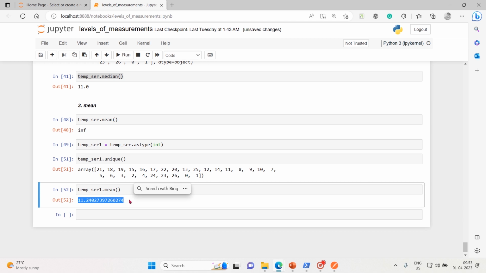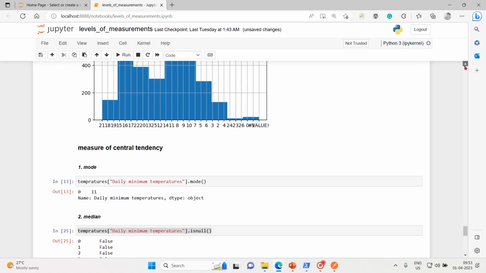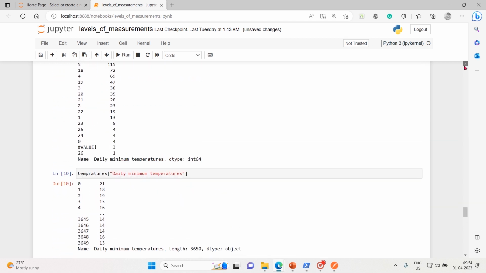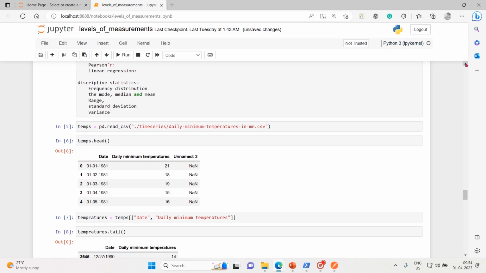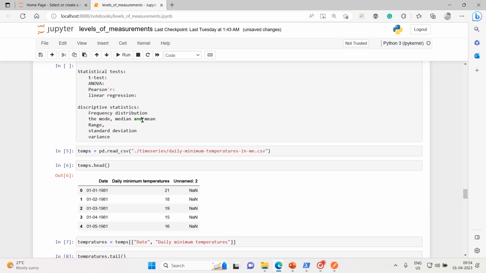11.24027397260274. So one more time I am reiterating, this comes under descriptive statistics, and inside descriptive statistics, this is called the measure of central tendency. So that's it. We have covered three measures of central tendency for the interval data. We have seen the frequency distribution, and then the measure of central tendency: the mode, median and mean. So now we'll see the measure of variability.